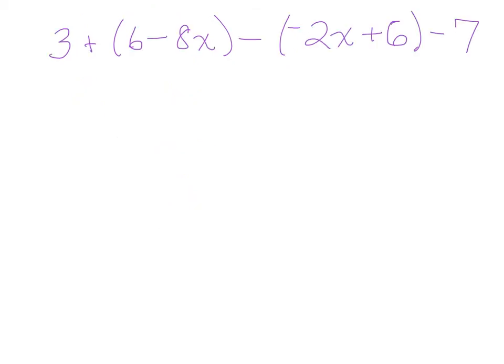Here we have an expression that involves grouping symbols, and order of operations says our number 1 priority is to deal with those grouping symbols first. Well, as it is, we can't add units with x pieces, so we can't do the operation inside, but we can remove the parentheses by rewriting the expression overall. So initially the first part here is the value of 3.